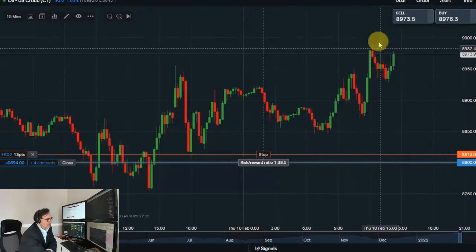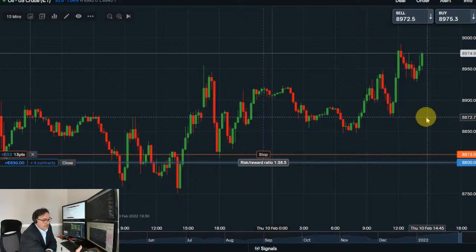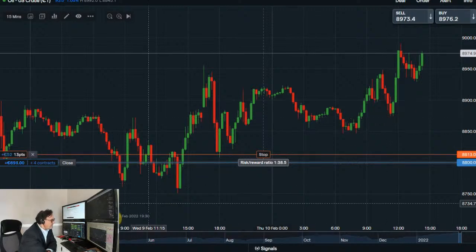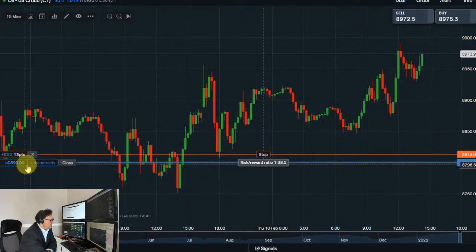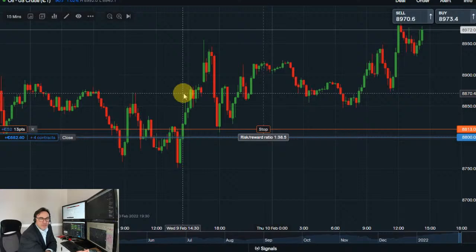I'm very happy with this trade at the moment. I think we could potentially see a spike higher depending on what happens with the dollar in about 7 minutes now, but I'm happy to keep this position open. So you can see I have plus 4 contracts here. These are 4 mini contracts on CFDs.